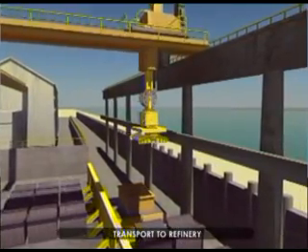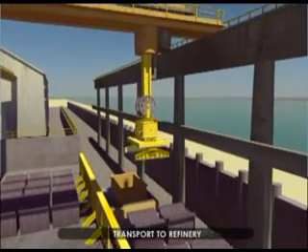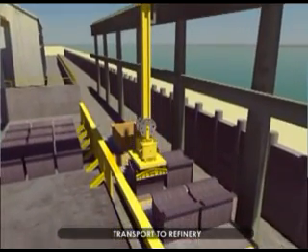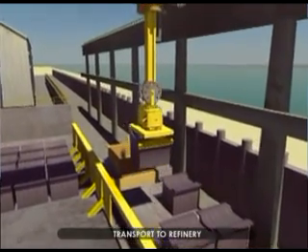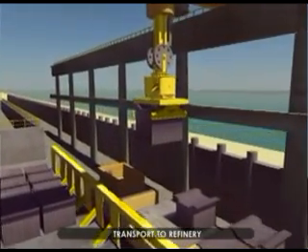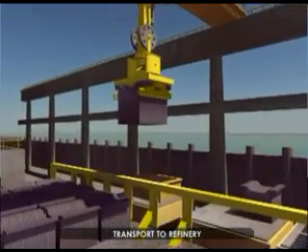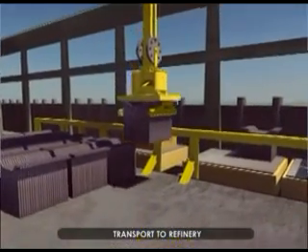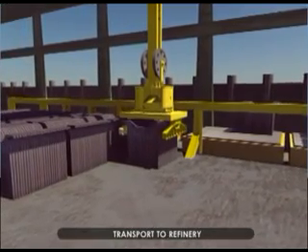Transport to refinery. Copper anodes are subject to quality control. Those which meet the company standards are grouped into 10-unit packages and transported by trucks or rail to the refinery. It should be pointed out that there is also demand for copper anodes from around the world, so those which are not sent to the refinery are taken to the ports for trading.